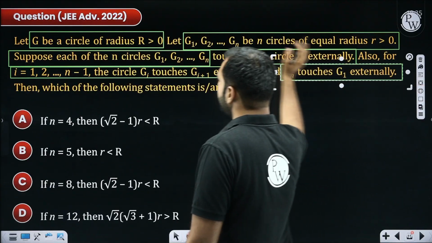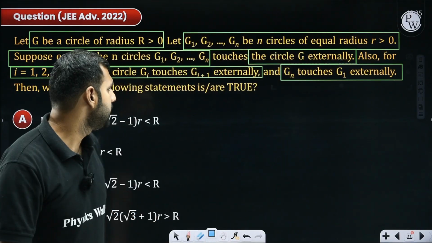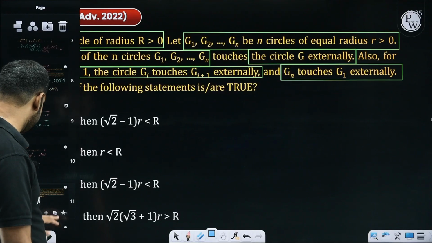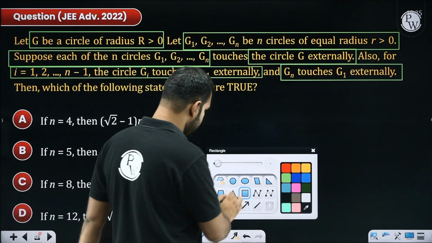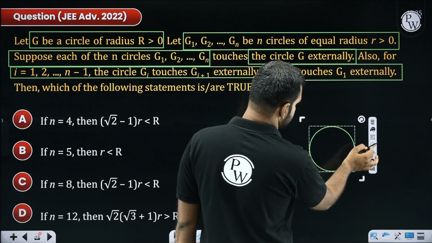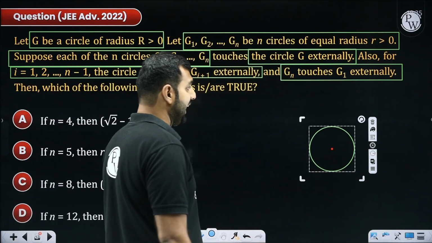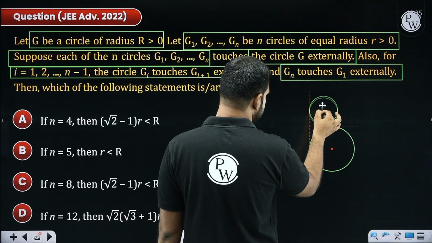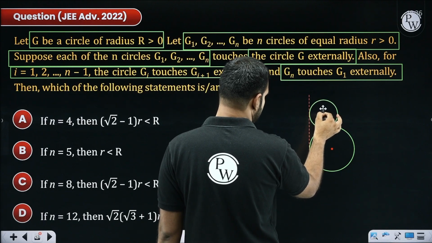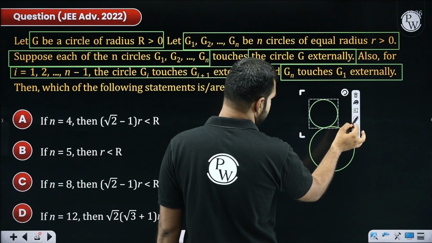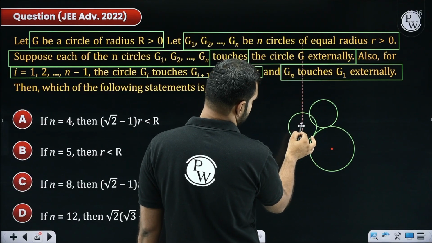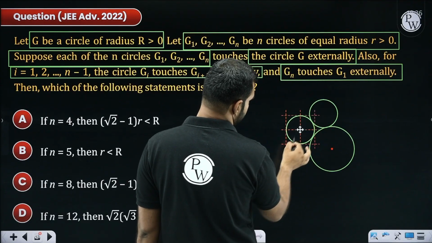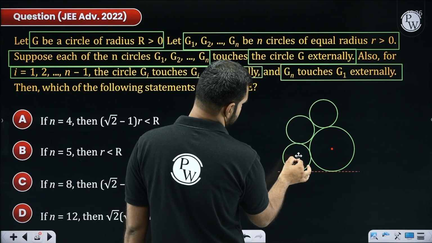Now, if I simplify this whole figure into a simple standard result or conclusion, what will I get? Pay attention to this part. First of all, there is this circle G. This is your bigger circle. And there are smaller circles, and these circles are touching this circle. So they all are touching each other externally, and they all are touching this circle externally.